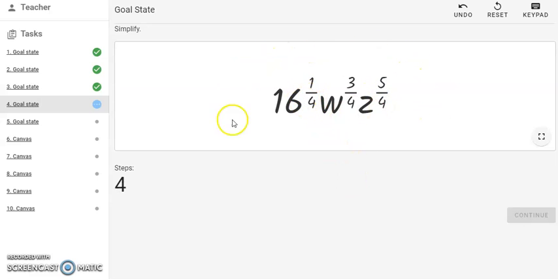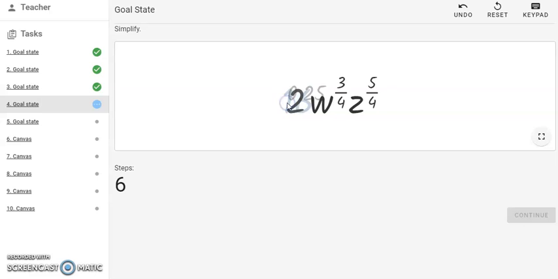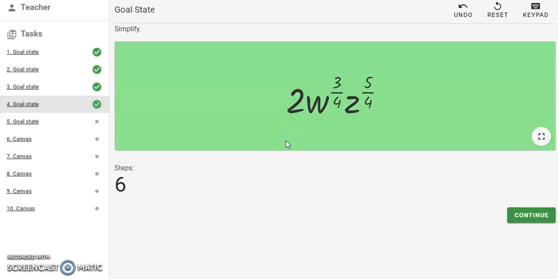And if you notice, there's no green here. The reason why is because the 16 to the 1/4 actually can be simplified. If I click on the exponent, it turns into a decimal number, and then if I click on the base, it will actually turn it into the final answer. So it's 2 to the w to the 3/4, z to the 5/4. If you weren't able to get this one completed, the next problem is real similar.